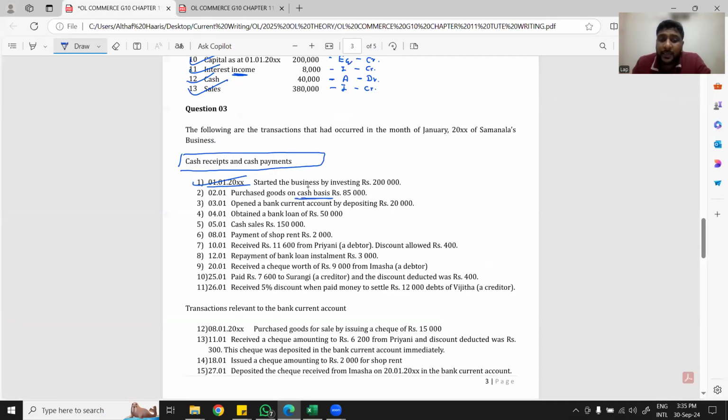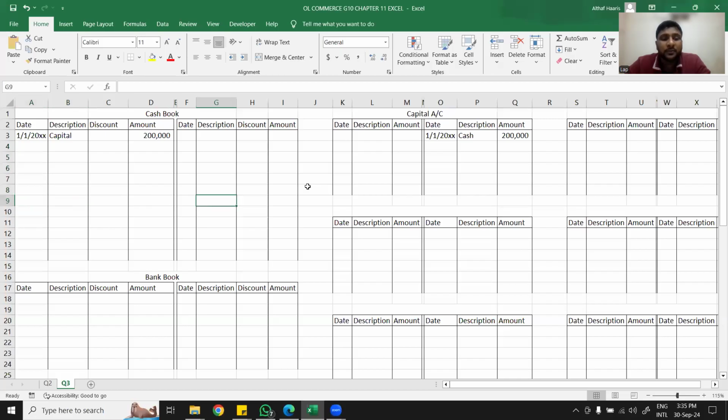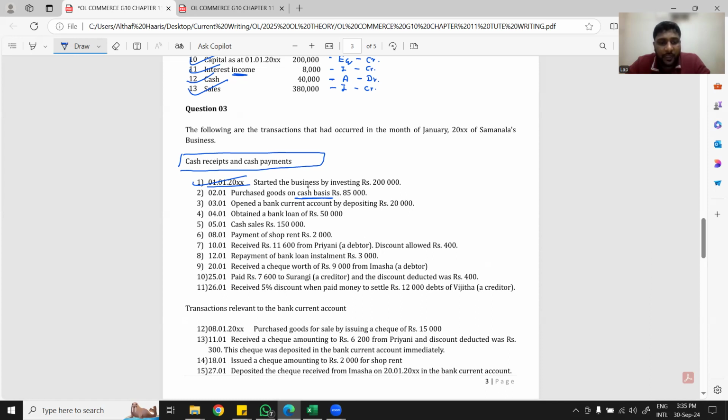Purchase goods on cash basis. So what's happening? Cash is going out and you are purchasing goods. Whether it is goods, stock or inventory purchase, in the double entry system we always have to write it in the purchase account. So purchase account debit, cash account credit. The value is 85,000.